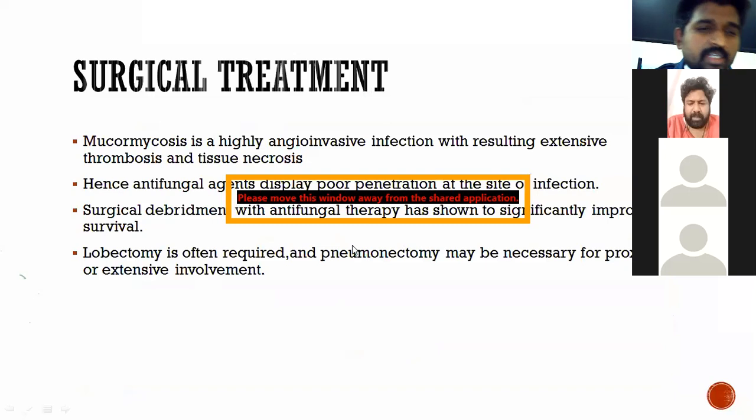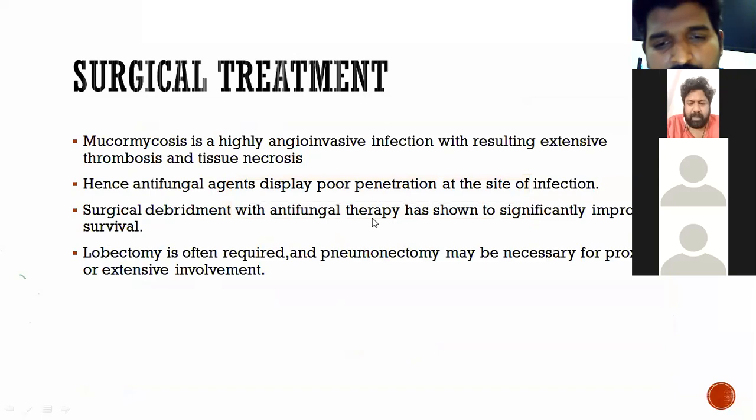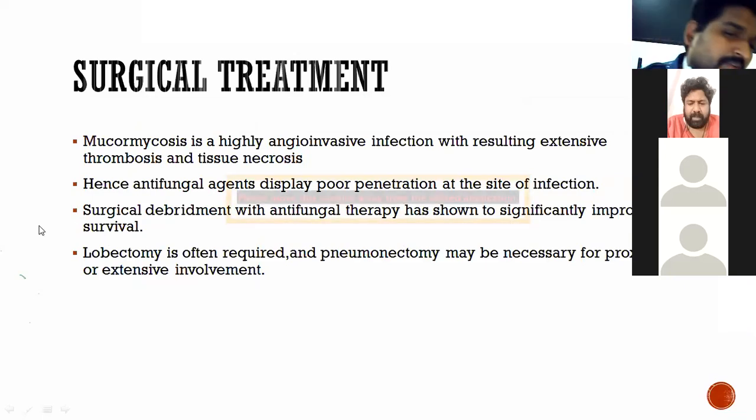As I already stressed, surgical debridement is a very, very important treatment modality that we need to follow for all the patients if it is feasible. Mucormycosis is a highly angioinvasive infection with extensive thrombosis and tissue necrosis. Hence, antifungal agents display poor penetration to the site of infection. Surgical debridement with antifungal therapy has been shown to improve survival in all these patients.